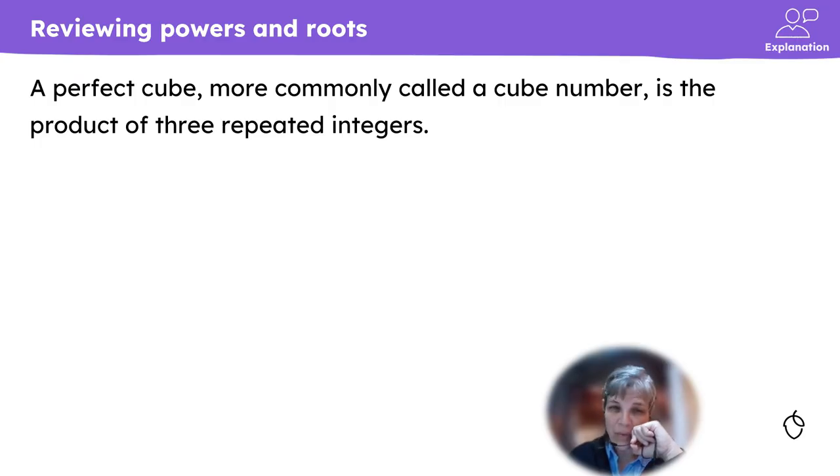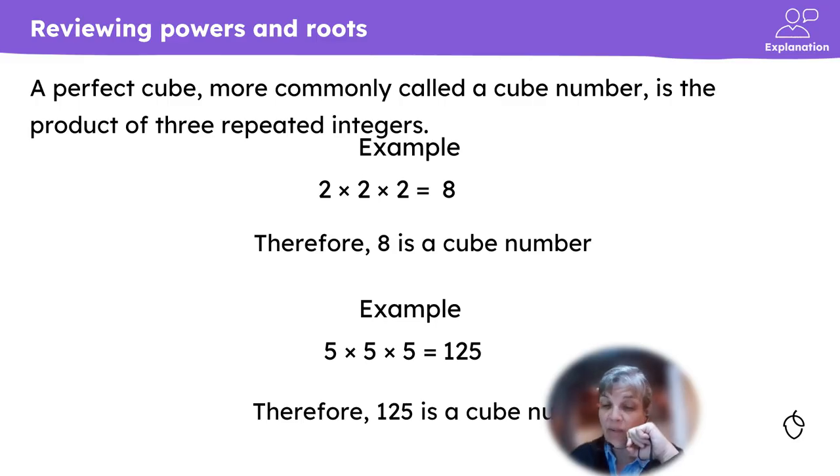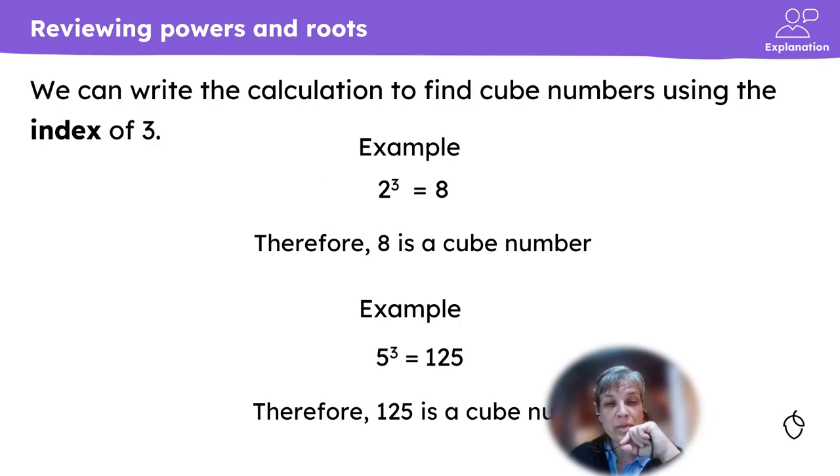A cube number, or sometimes called a perfect cube, that's when you do something 3 times. So for example, 2 times 2 times 2. So 8 is a cube number, 125 we said is a cube number. What are some of the other familiar cube numbers? We write cube numbers by putting an index of 3. So 3 times 3 times 3 would be a cube number also. But what is it? What are those numbers?